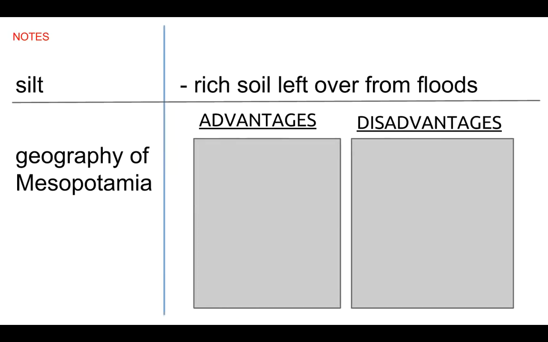Now I'm going to ask you to do a challenge in your notebook. Underneath your definition of silt, I need you to write geography of Mesopotamia, and then make two boxes, advantages and disadvantages. An advantage is a good thing. A disadvantage is a bad thing. I want you to try to make a list of the advantages, the good things, and the disadvantages, the bad, about living in the geography of Mesopotamia.